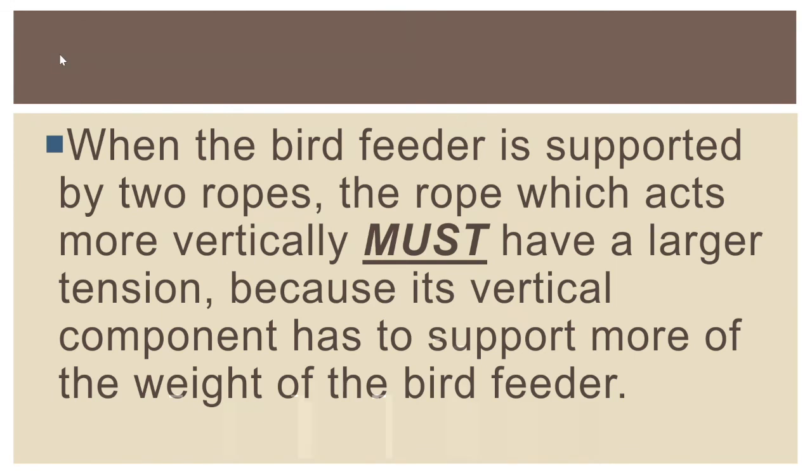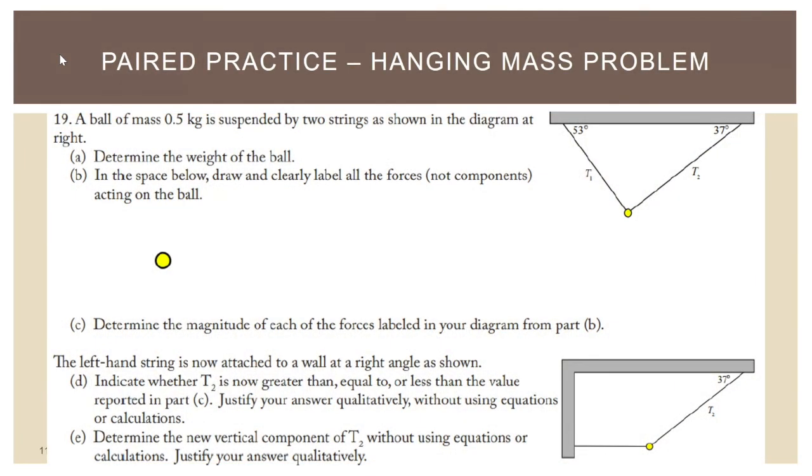Okay, so to wrap this up for today, I just want to do one more problem where you basically just try this thing on your own. So that problem is on a worksheet attached to this post. But the entire question fits on this slide here, and so I'm just going to display it here. It says in this problem, a ball of mass 0.5 kilograms is suspended by two strings as shown in the diagram at right. And part A is asking you to determine the weight of the ball.